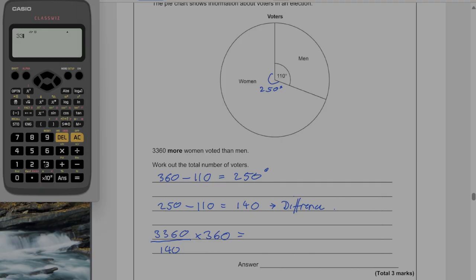So 3,360 divided by 140 times by 360 gives us 8,640 voters. 8,640.